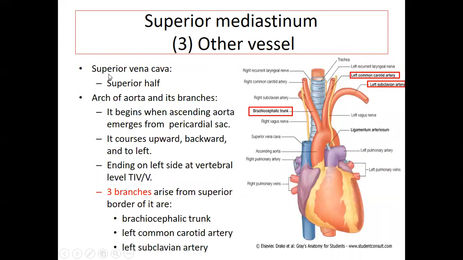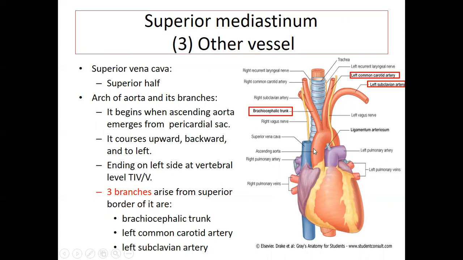We also have the other vessels that are present in the superior mediastinum. The superior vena cava is going up, right? So it is also located in the superior half of the superior mediastinum. The arch of aorta and its branches.